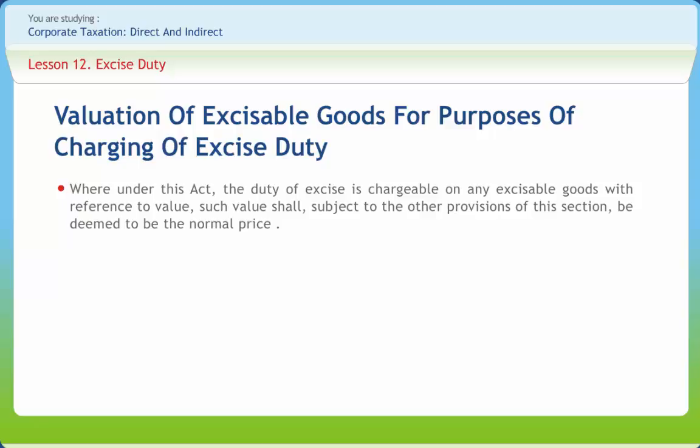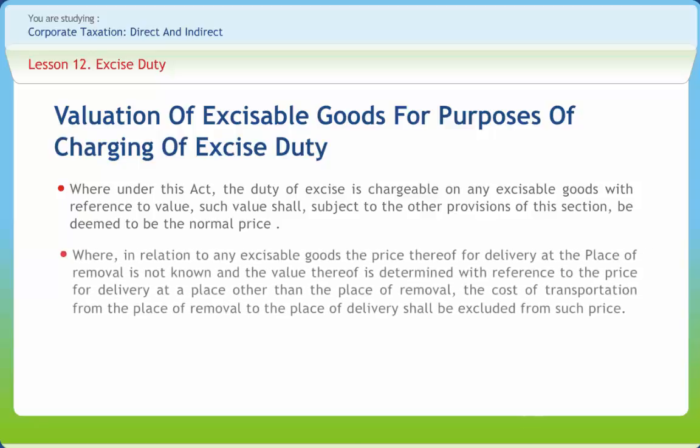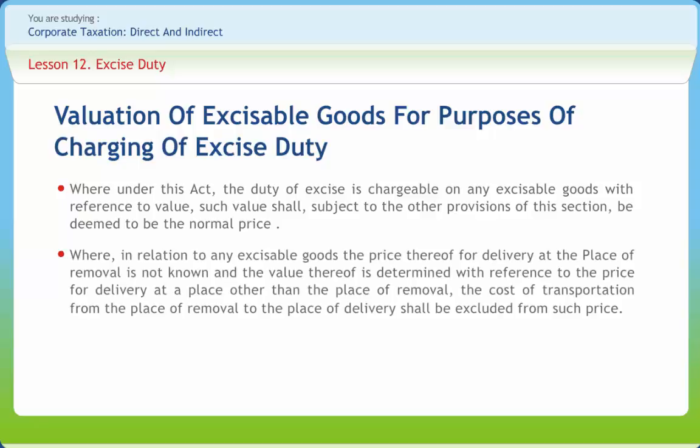Where the normal price of such goods is not ascertainable for the reason that such goods are not sold, or for any other reason, the nearest ascertainable equivalent thereof determined in such manner as may be prescribed. Where, in relation to any excisable goods, the price thereof for delivery at the place of removal is not known and the value thereof is determined with reference to the price for delivery at a place other than the place of removal, the cost of transportation from the place of removal to the place of delivery shall be excluded from such price.